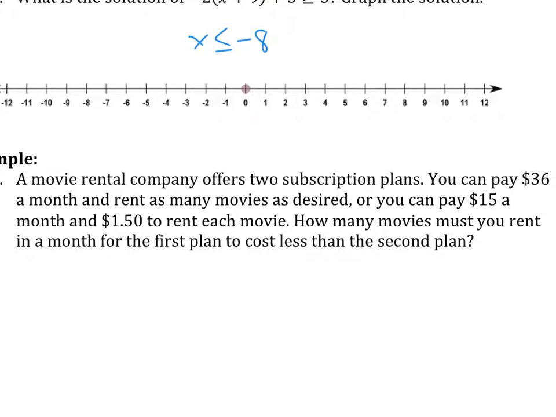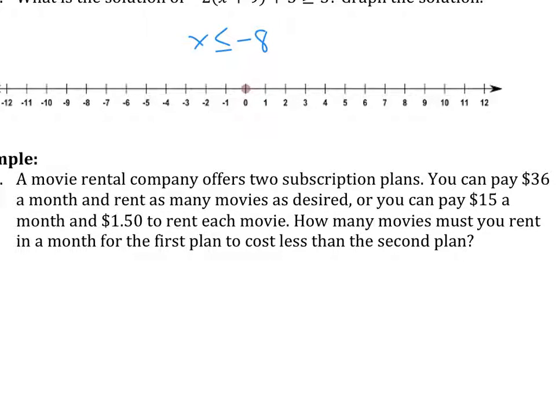Okay, let's read this question together. A movie rental company offers 2 subscription plans. You can pay $36 a month and rent as many movies as desired, or you can pay $15 a month and $1.50 to rent each movie. How many movies must you rent in a month for the first plan to cost less than the second plan?